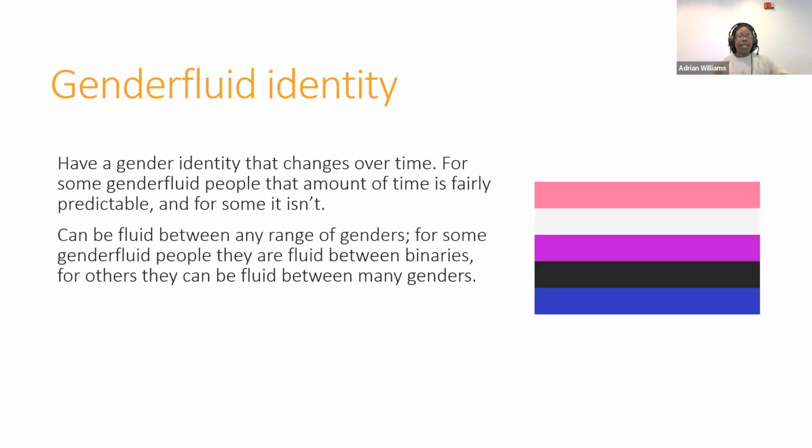Gender fluid people have a gender identity that changes over time. For some gender fluid people, that amount of time is fairly predictable, and for some it isn't as predictable. The genders that gender fluid people are fluid between can be any range of genders. For some gender fluid people, it is two, man or non-binary, man or woman. And for other gender fluid people, it can be as many genders as they know. It just depends on that person and how they define gender fluid identity within themselves.